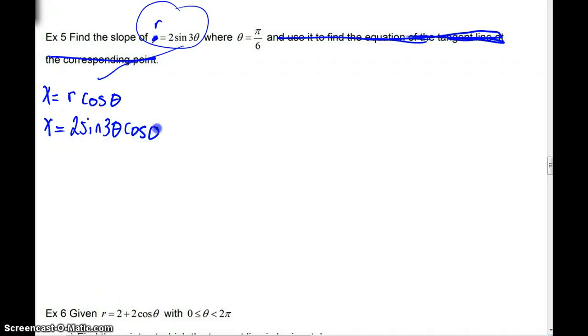Example 5, find the slope of r equals 2 sine of 3 theta, where theta is equal to pi over 6. Let's start off by writing x is equal to r cosine of theta. According to what we see up here, r is 2 sine 3 theta, so x is 2 sine 3 theta times the cosine of theta. So here's my x completely in terms of theta. We're going to take a derivative here, dx d theta, and we're going to need the product rule.